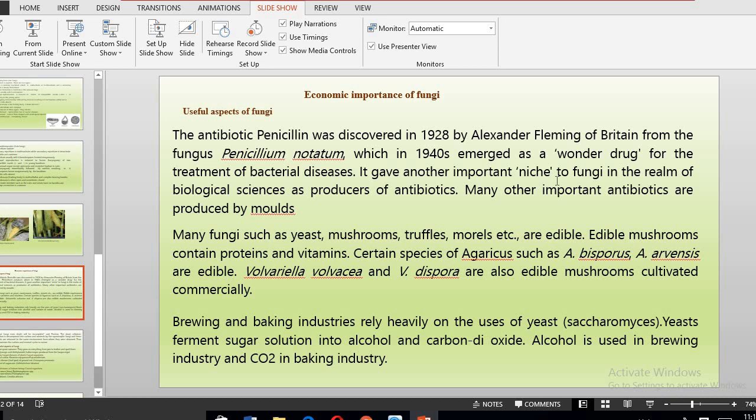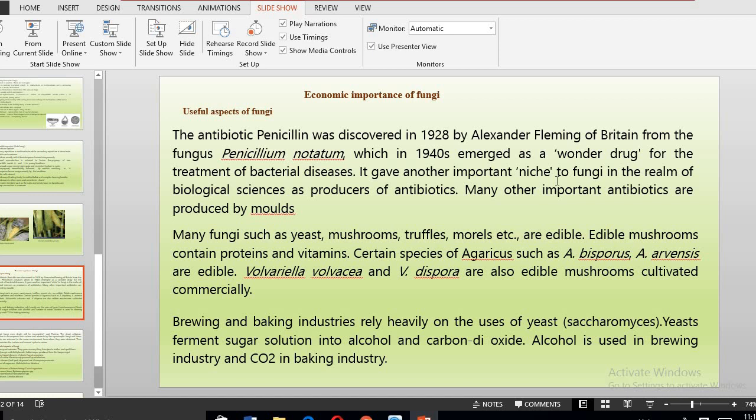Now, many fungi are edible, like the yeast, the mushrooms, the truffles, the morels, and this is food for humans. Edible mushrooms are known to contain proteins and vitamins. Certain species of Agaricus, such as Agaricus bisporus and Agaricus arvensis, are edible. And even species of Volvariella, like Volvariella volvacea and Volvariella dispora, are also edible mushrooms which are cultivated commercially.